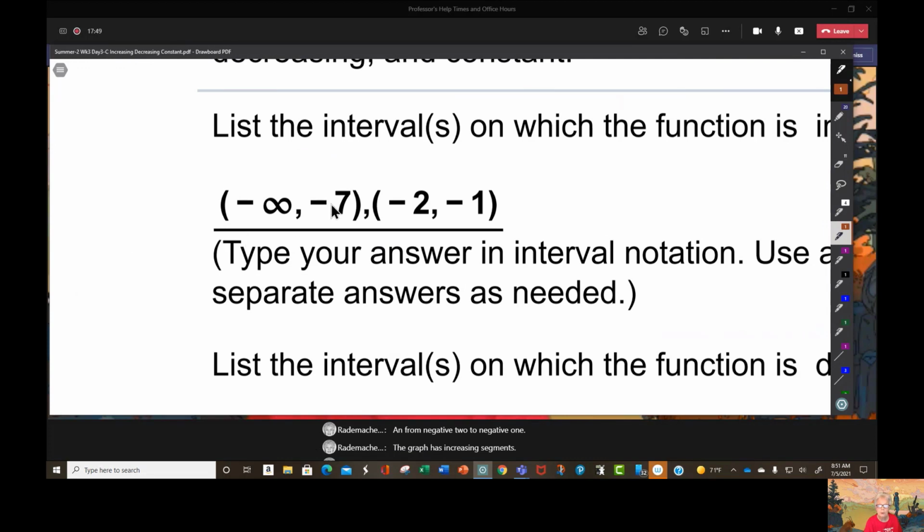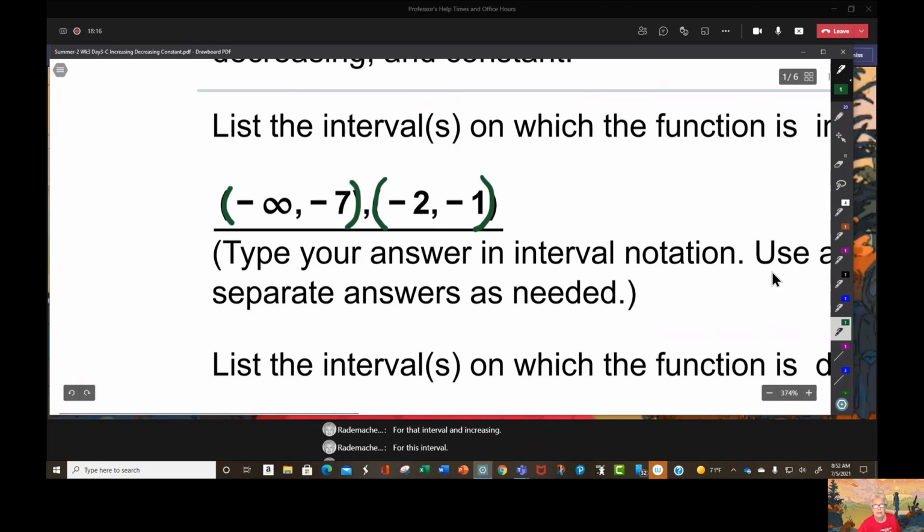Notice you only use parentheses, you never use brackets. So let's make this an increasing color. Increasing for that interval and increasing for this interval.